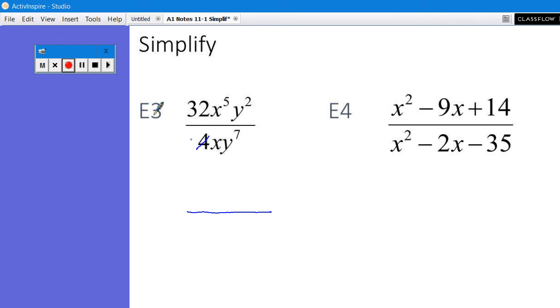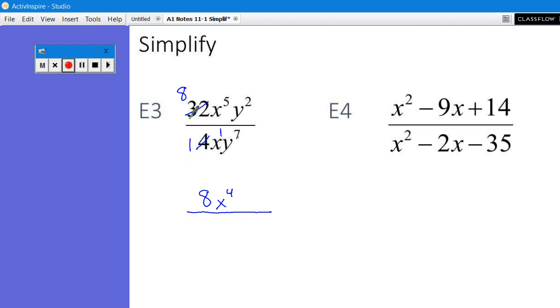4 goes into 4 one time, 4 goes into 32 8 times, so we put that 8 on top. We don't need to put the 1 on the bottom unless there's nothing else there. The next thing we do is look at our variables. We look for where the highest exponent is. Since x has a higher exponent on the top, we will leave it up at the top. And 5 minus an exponent of the understood 1 right here is going to leave you an exponent of 4.